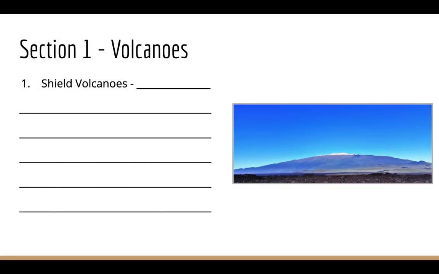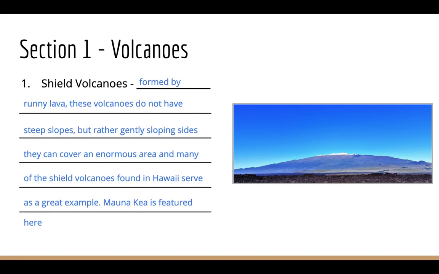So for shield volcanoes, enormous in size, they're formed by very runny lava that's very runny in nature. So that way when that lava is exiting out of the earth, it's traveling a long distance. And as a result, they don't have steep slopes, but rather gently sloping sides. They can be absolutely enormous. Hawaii has a lot of shield volcanoes, and Mauna Kea is featured here in the picture.